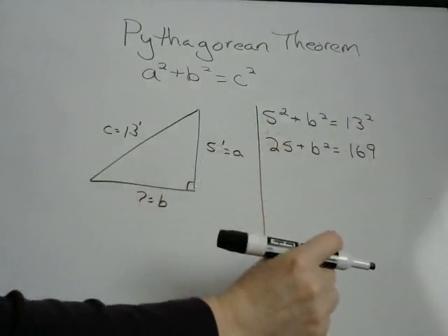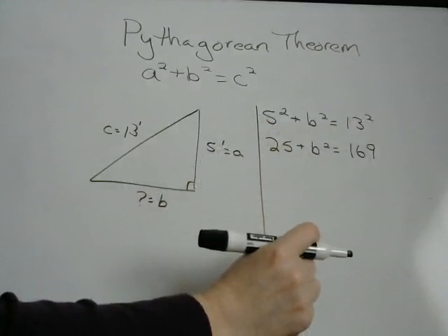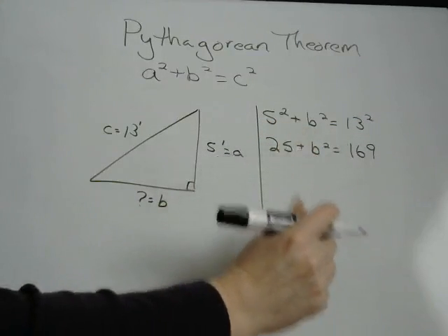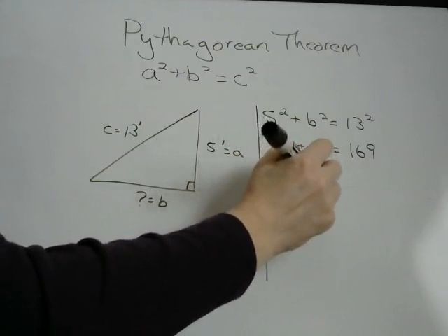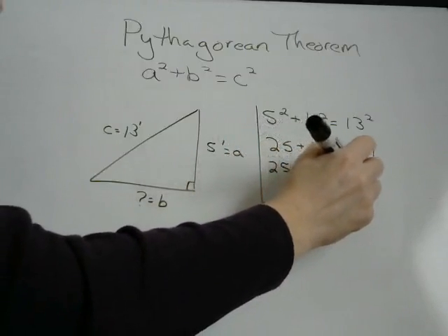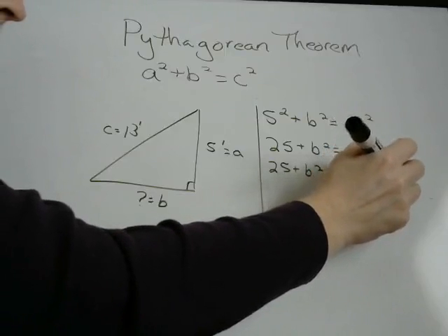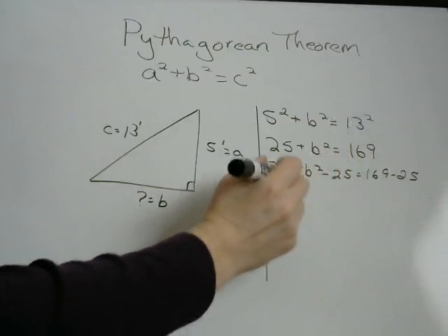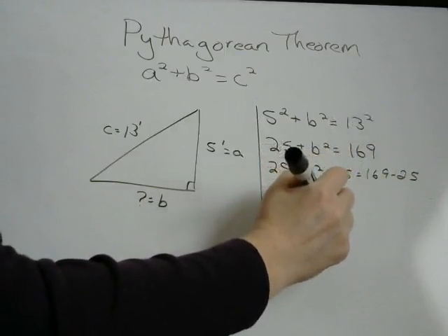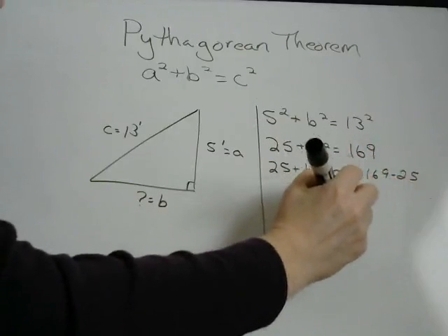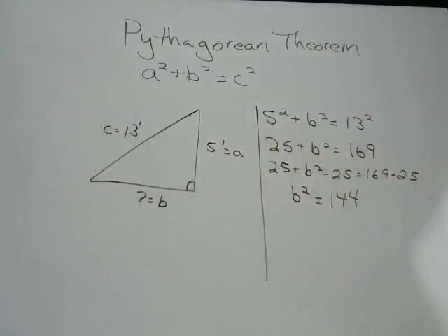Now again, we have an algebra problem. If you don't know how to solve this, you need to watch the algebra video on the Facebook page. You want to get B by itself. In order to do that, we're going to subtract 25. If we subtract 25 from one side, we have to subtract 25 from the other side. 25 minus 25 is 0. So we have B squared equals 169 minus 25, which is 144.